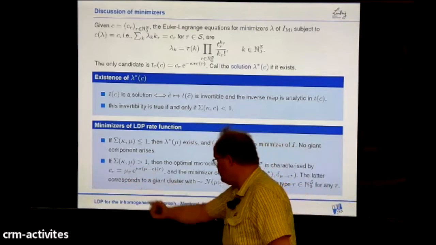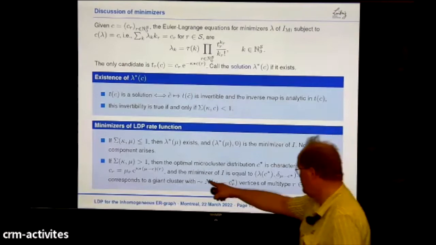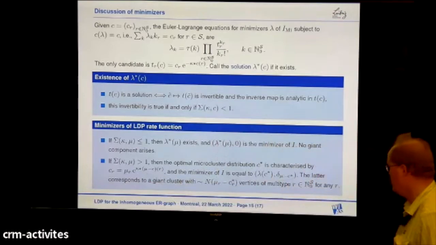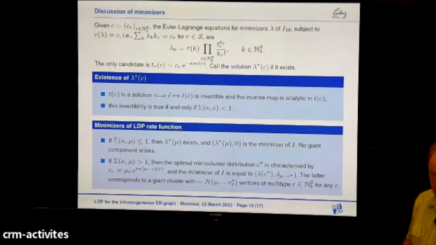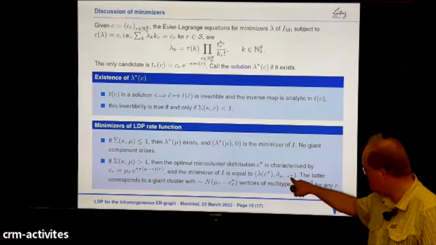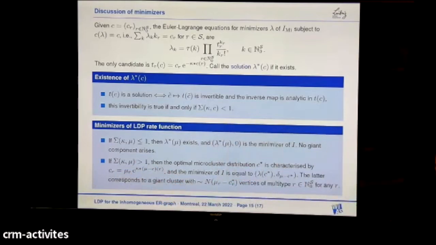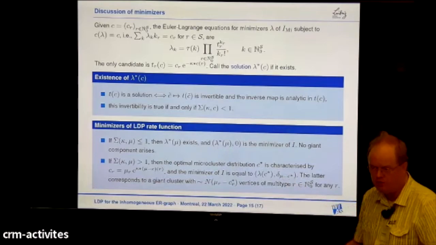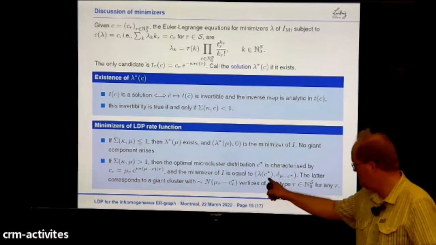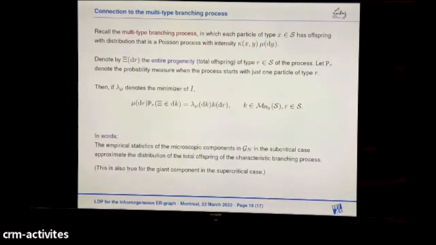And if sigma is larger than 1, then the optimal microscopic cluster distribution is characterized by this one here. And now the minimizer is this one here. So you have a delta measure in just one single configuration. And this is the mu minus the C star. The C star is characterized by this equation here. So mu minus C star is now the vertex distribution of the macroscopic cluster, and everything else goes into the microscopic distribution. It is this one there with C star. Here's a connection to the multi-type branching process.